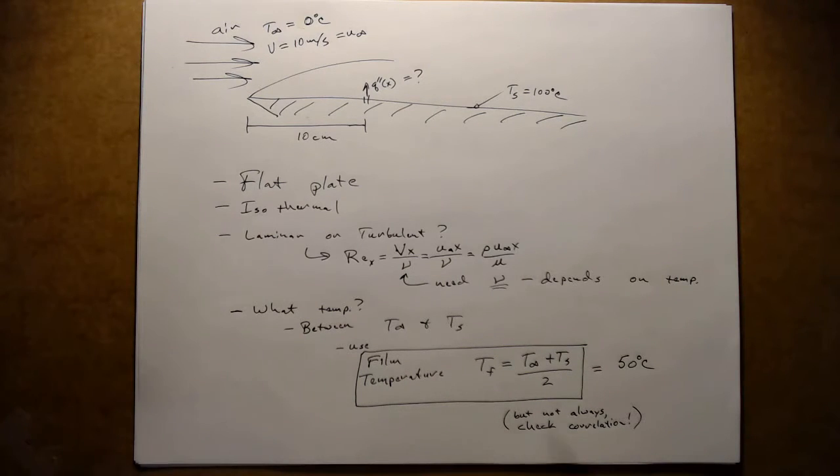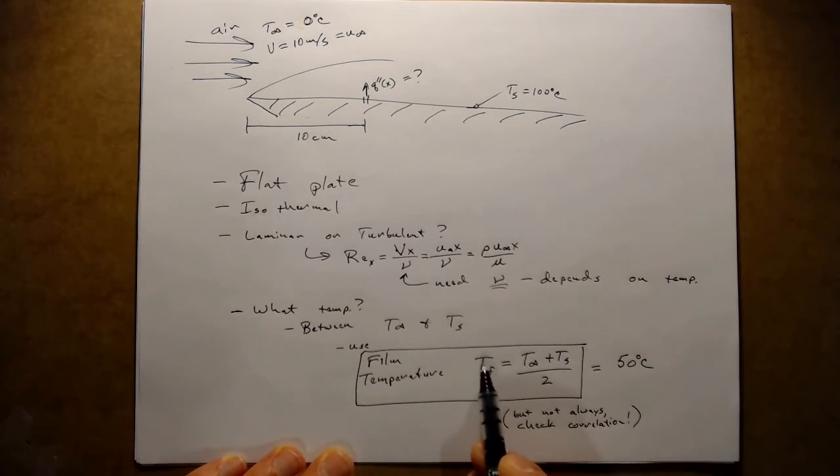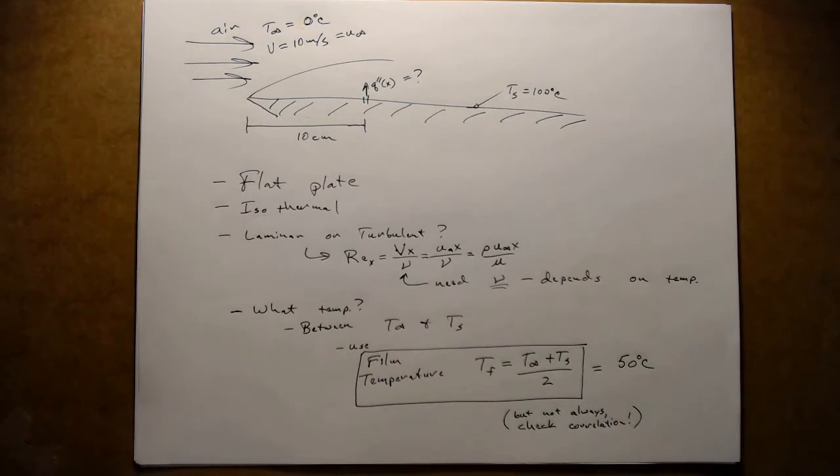And we're going to define what we mean by the correlation. In other words, this is the function that defines Nusselt number in terms of Reynolds number and Prandtl number. Each correlation will tell you what conditions it's valid for. So be sure to check that they intend for you to use the film temperature. But this is the most common choice.